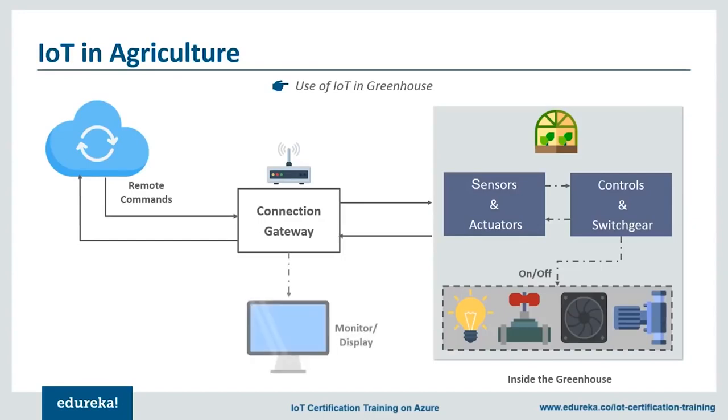What more? From the connection gateway, as you can see, there is a monitor through which 24/7 real-time monitoring has come into effect. Also, you could use any smart device to remotely control the conditions inside your greenhouse. So with elimination of irregularities and human errors, this creates a much more efficient system. So with that, we conclude the role of Internet of Things in agriculture.